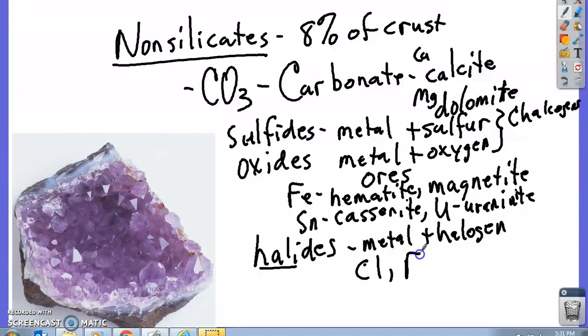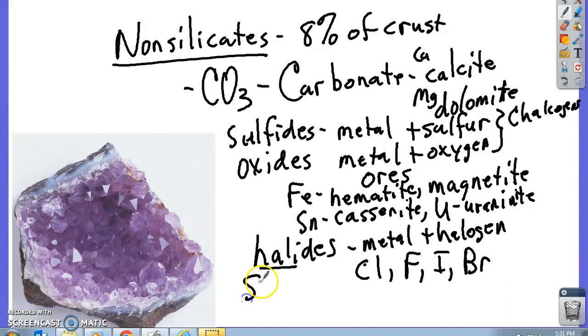A lot of times they're fluorine. Sodium fluoride is in toothpaste. We put it in our toothpaste to help protect our teeth and so forth. You could also have iodine and bromine, but by and far, fluorine and chlorine are the most common ones. All right, so these fluorides and chlorides, the halides, would be a metal plus a halogen.